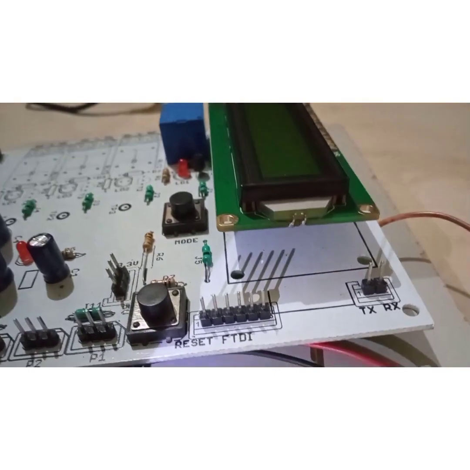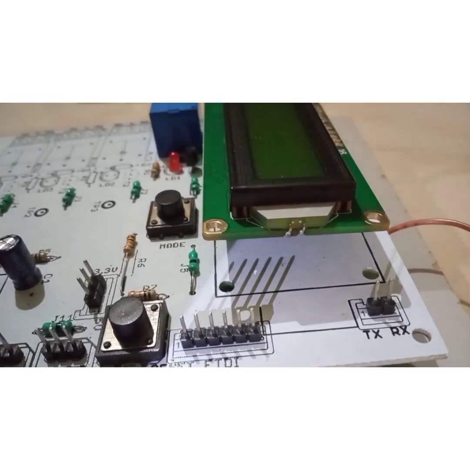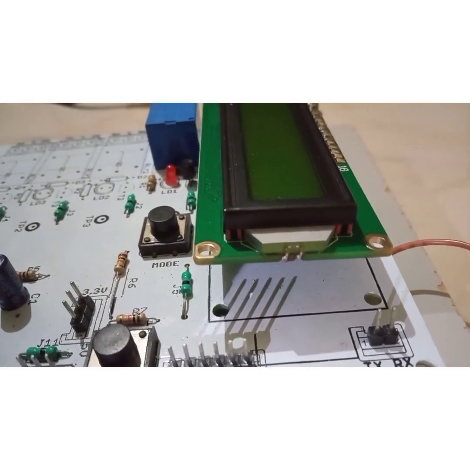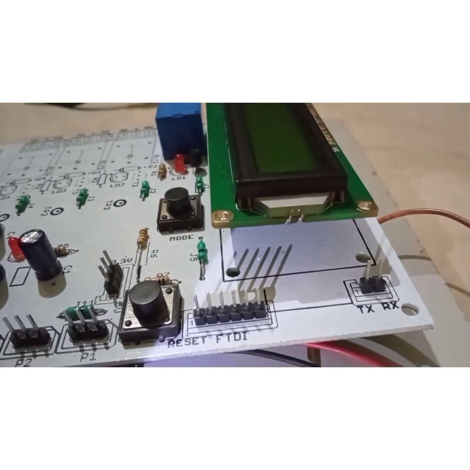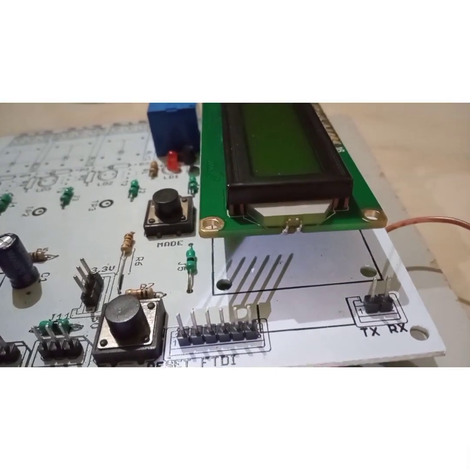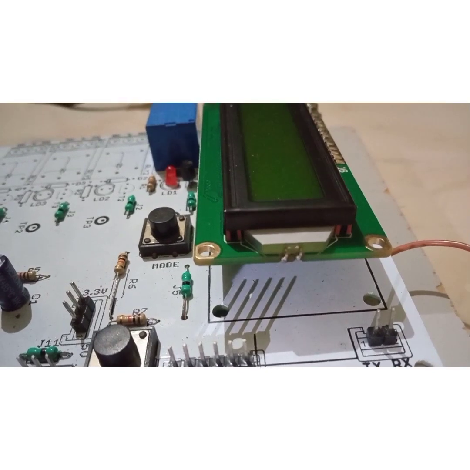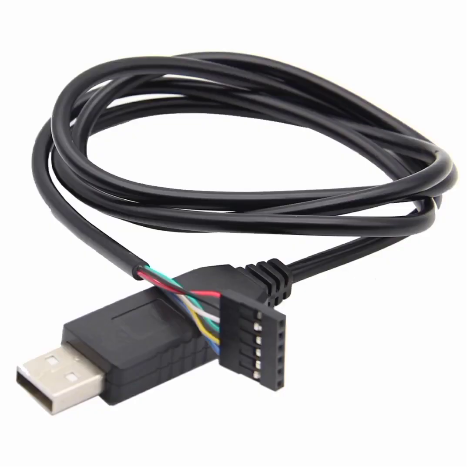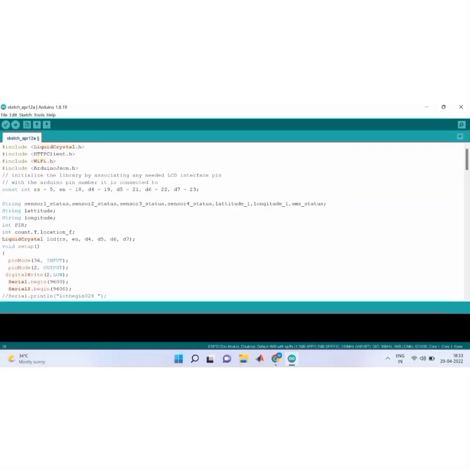The use of the LCD 16 cross 2 is to display the commands of the system for user understanding. And this port, the FTDI cable, is used to dump the code into the Arduino to do the specified process. This is the Arduino code which we dumped into the microcontroller.